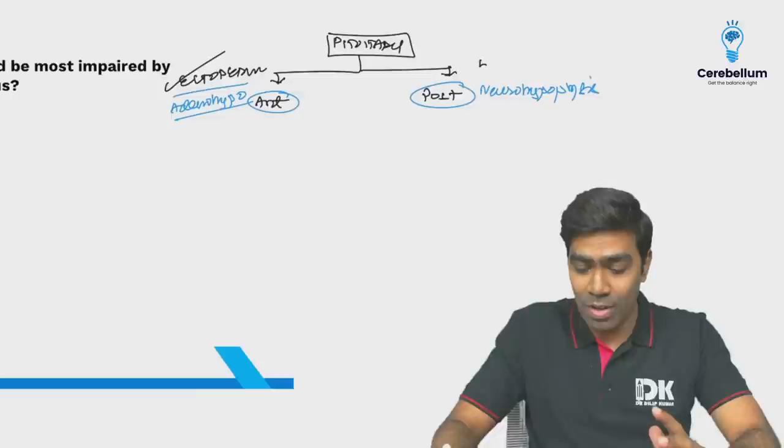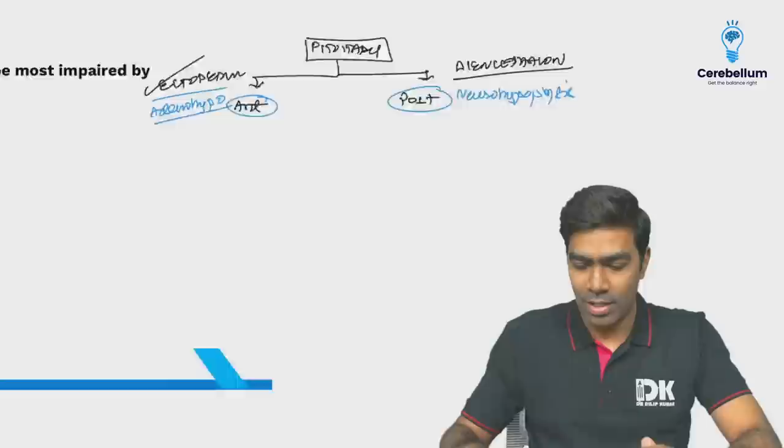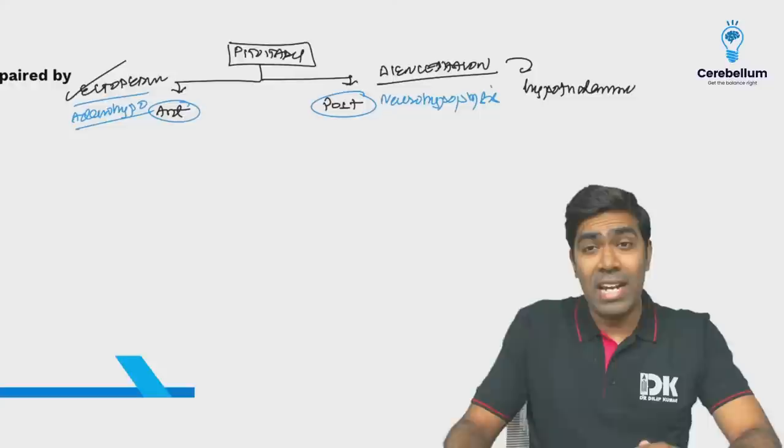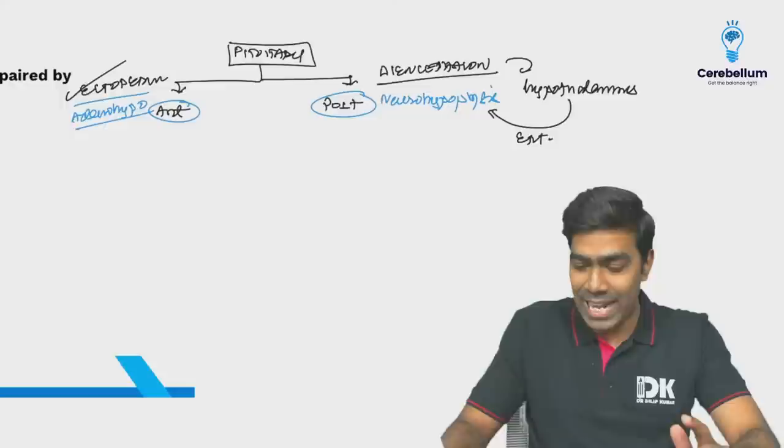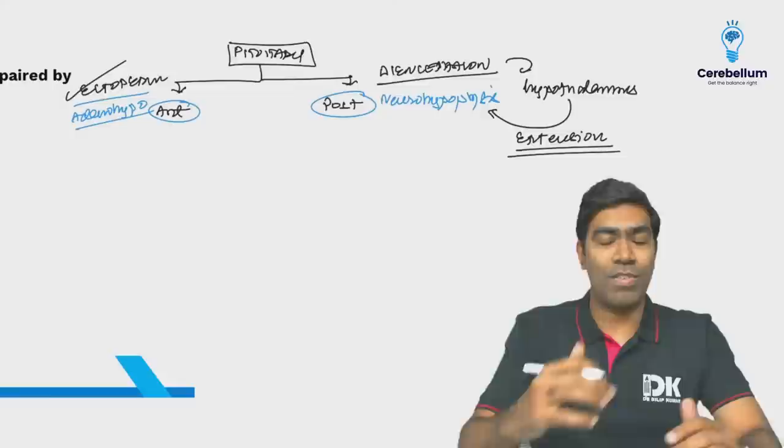Posterior pituitary is coming from diencephalon, which means it's a neuronal structure. Diencephalon is going to give rise to hypothalamus, and posterior pituitary is a direct extension of hypothalamus, which means it's something like a part of hypothalamus.